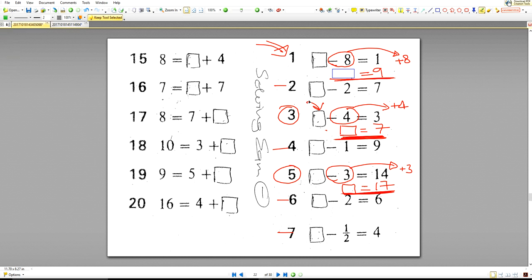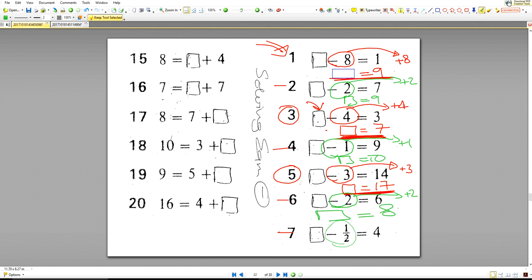So let's change color now, so we can see what we've done. I want to look at the box opposite. Opposite of minus 2 is? Add 2. So the box is equal to 9. Opposite of minus 1 is? It's add 1. So the box is equal to? 10. So 10 minus 1 is 9. Good. So the box minus 2 is 6. So opposite of minus 2 is? Add 2. So our box is equal to 8.